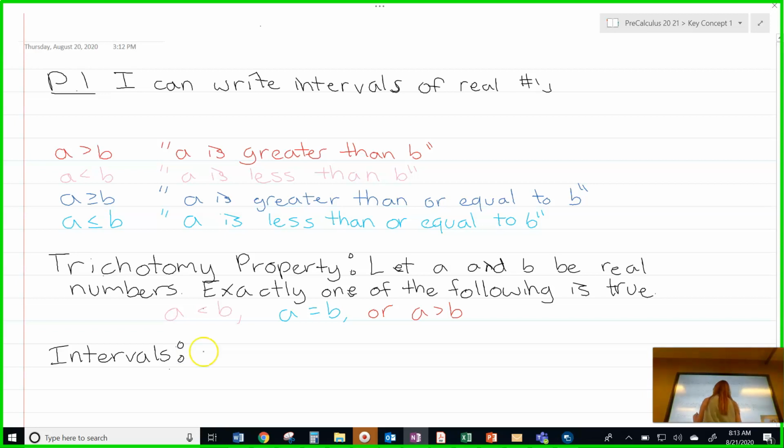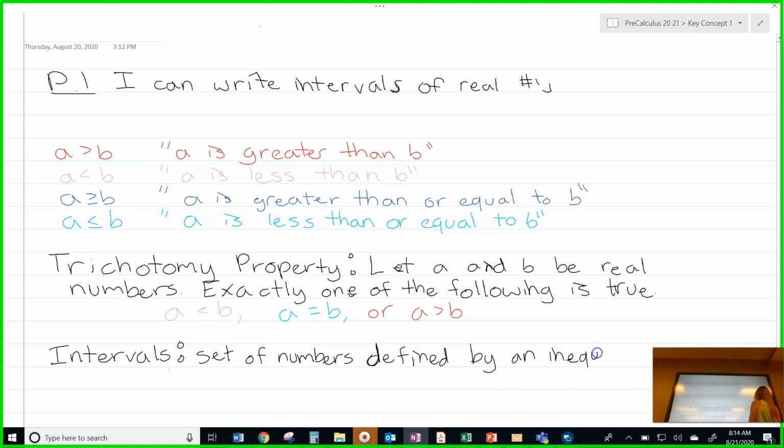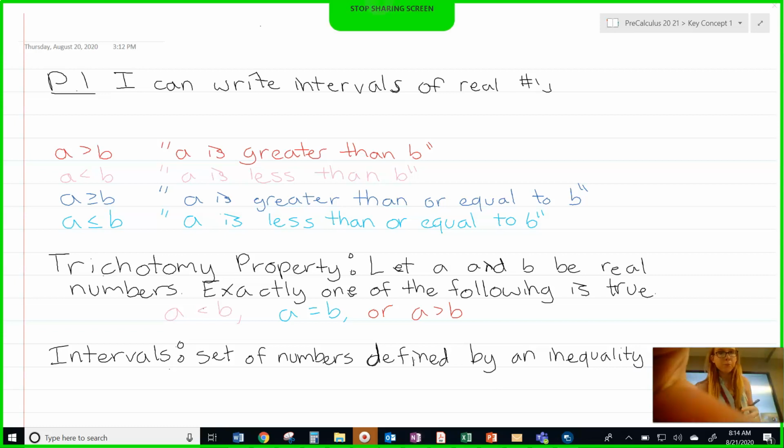Intervals is a set of numbers defined by an inequality. Okay, so a set of numbers defined by an inequality. And we're going to look at some of these now.